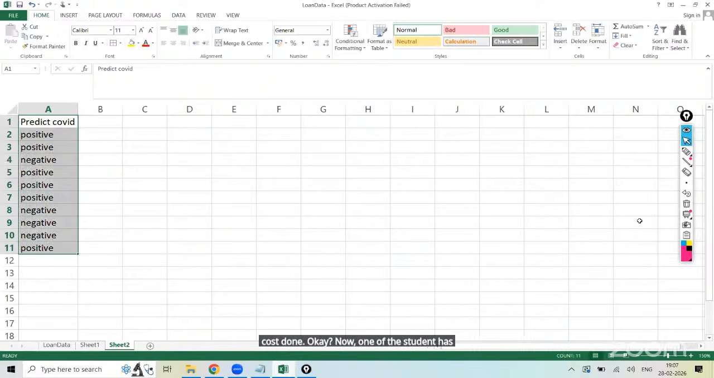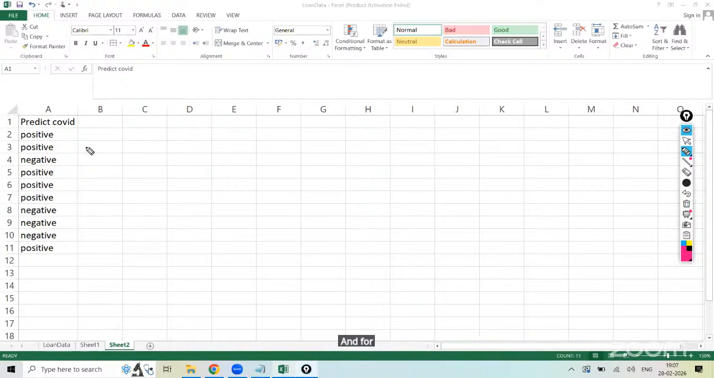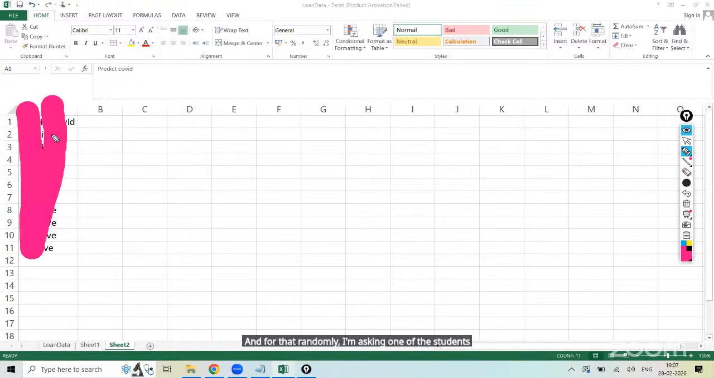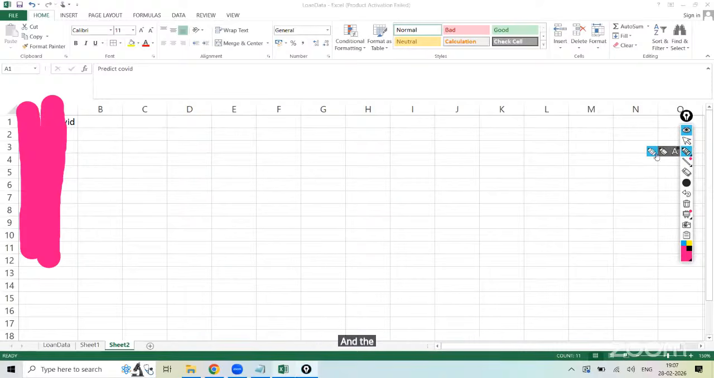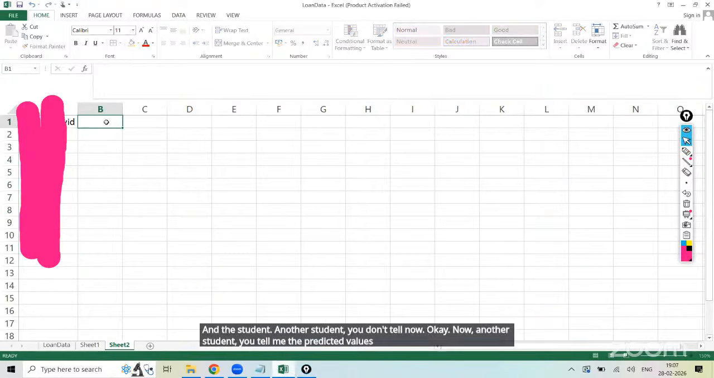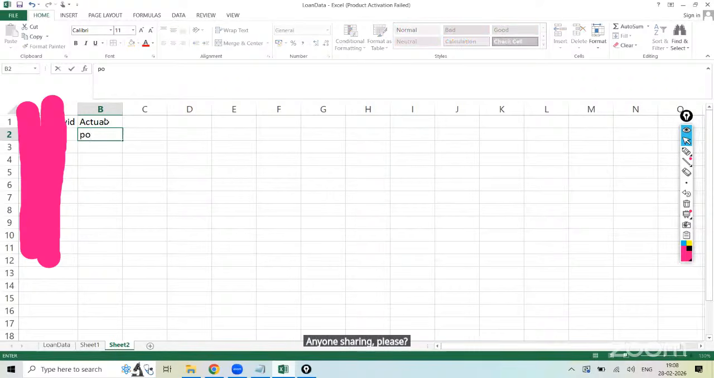I'm not taking my example because I'm going to do the evaluation metrics. And for that, randomly, I'm asking one of the students to give the details without seeing this one. Now, another student, you tell me the predicted values. Actual values are done; model predicted values are the next. Any one student, please. Positive.